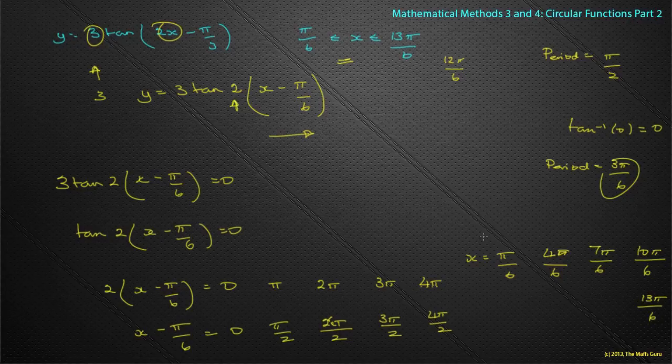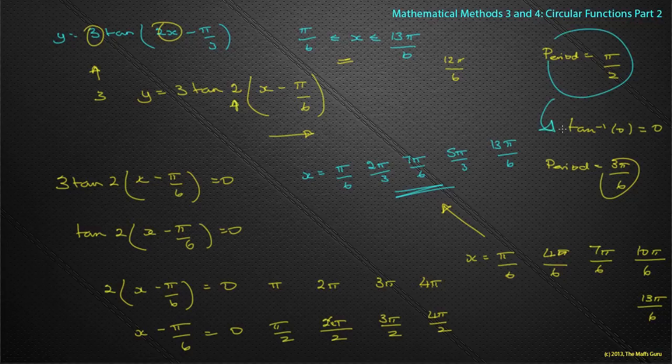Which, if we simplify, gives me my x-axis intercepts as pi on 6, 2 pi on 3, 7 pi on 6, 5 pi on 3, and 13 pi on 6. So there we go, right? Sometimes this guide of using the period and all the maths I did here isn't always accurate, so sometimes you need to check, or you might make a mistake.